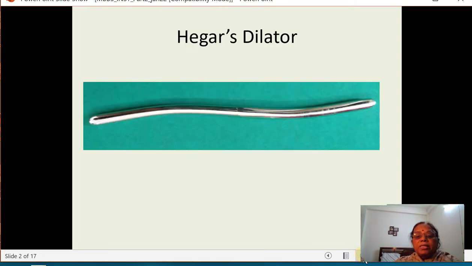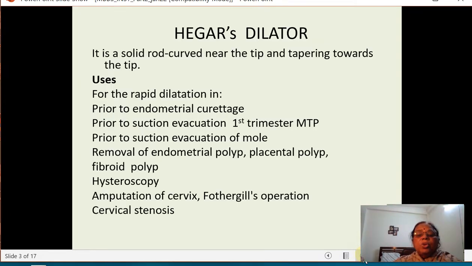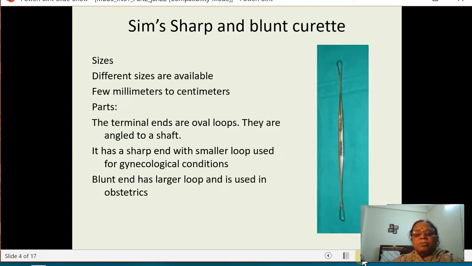This is Hegar's dilator. It's a solid rod, curved instrument tapering towards the tips. It is used for rapid dilatation prior to endometrial curettage, prior to suction evacuation in the first trimester MTP, prior to evacuation of vesicular mole, removal of endometrial polyp, placental polyp, fibroid polyp, before instrumentation of hysteroscopy, whenever amputation of the cervix is done, or before Fothergill's operation, and in cervical stenosis.